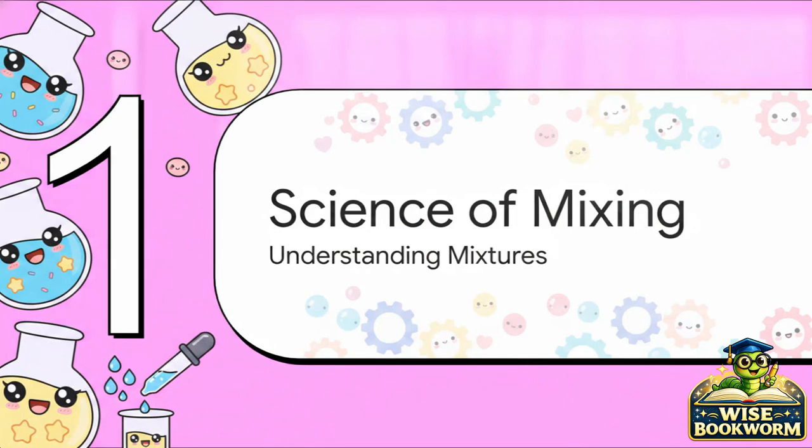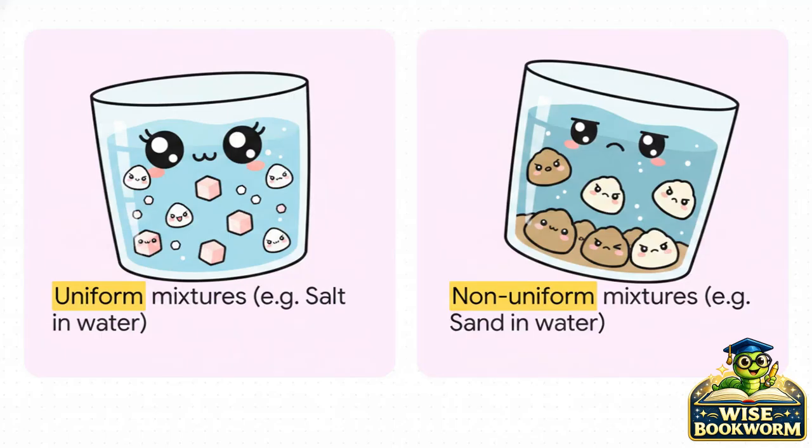Which brings us to our first section, the science of mixing. Right off the bat, there's a distinct difference between two categories of mixtures. If you've ever had an oral rehydration solution, an ORS drink, you know that every single sip tastes exactly the same. That's what we call a uniform mixture. The salt and sugar distribute themselves perfectly throughout the water. But if you try to mix chalk powder or sand into water, it doesn't just disappear. It stays all messy and uneven. We call that, you guessed it, a non-uniform mixture.